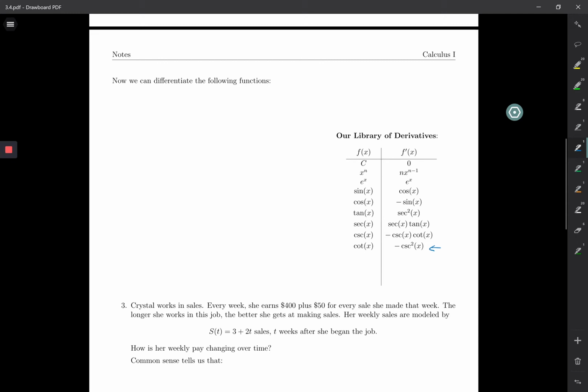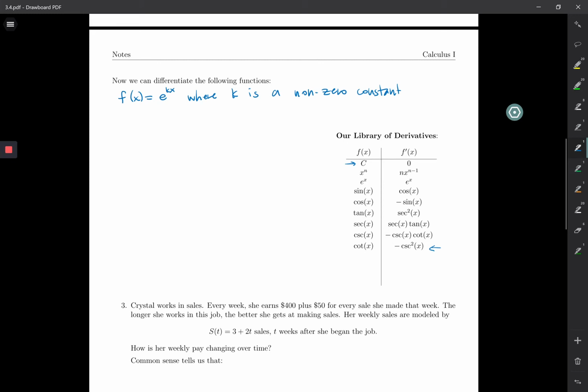Okay, so the first function that we can differentiate now that we have the chain rule is e to the kx, where k is a constant. So here, a non-zero constant. If k were equal to 0, we would just get e to the 0, which is 1, and that would be covered in the constant case, right?